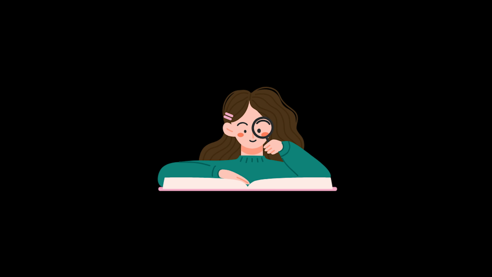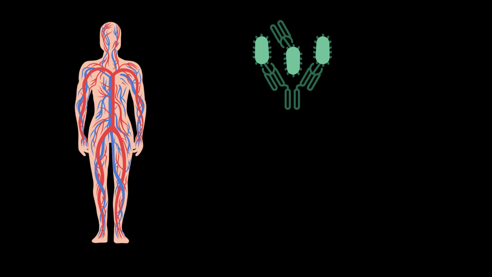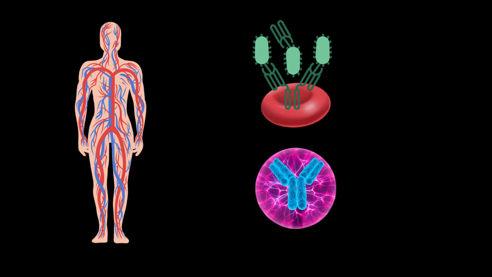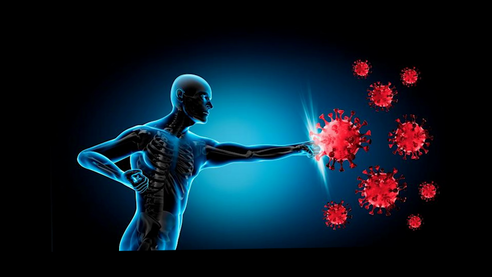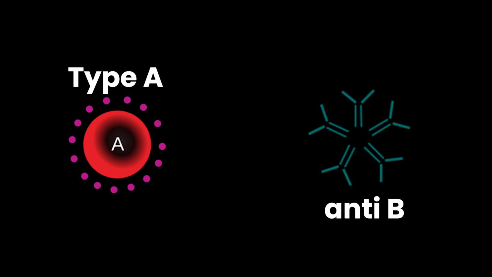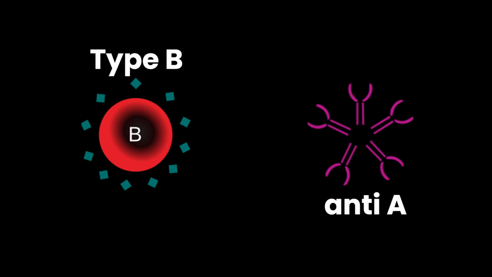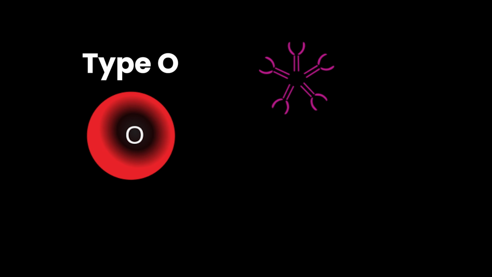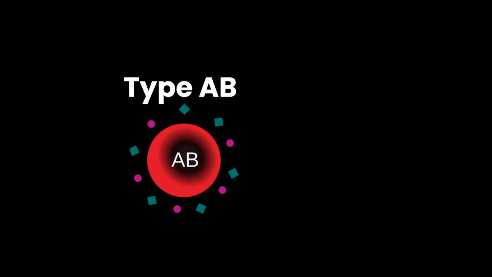But here's where things get interesting. Your body doesn't only have antigens on red blood cells, it also has antibodies floating in your plasma. These antibodies attack foreign antigens. This is the rule: type A blood has anti-B antibodies. Type B blood has anti-A antibodies. Type O blood has anti-A and anti-B antibodies. Type AB blood has no antibodies against A or B.